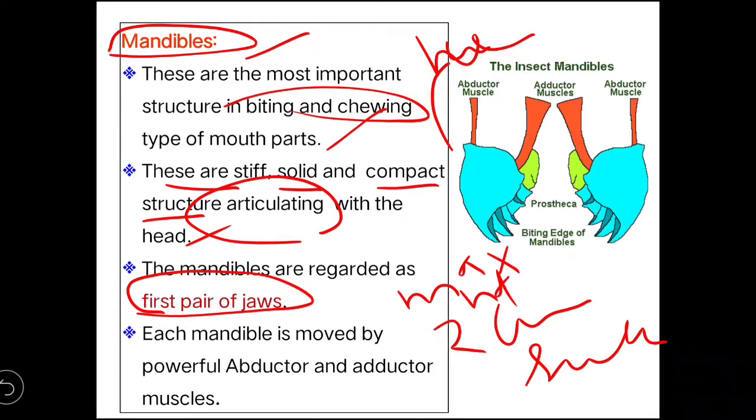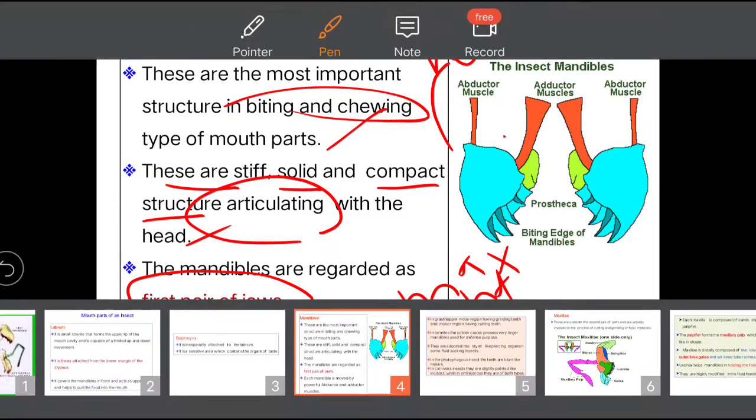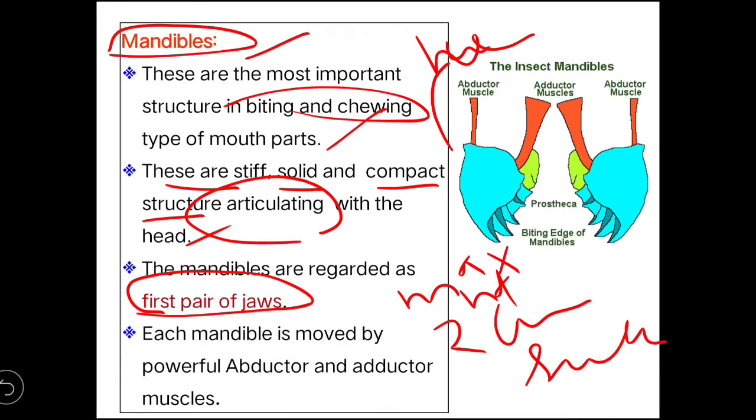Each mandible is moved by powerful abductor and adductor muscles. So you can see this is the structure of the mandible. Here is the structure of the mandible, and each mandible is moved by abductor and adductor muscles. This is the abductor and these are the adductor muscles. With the help of these, the mandible will move, and this is the edge of the mandible, and this edge helps in biting the food material.